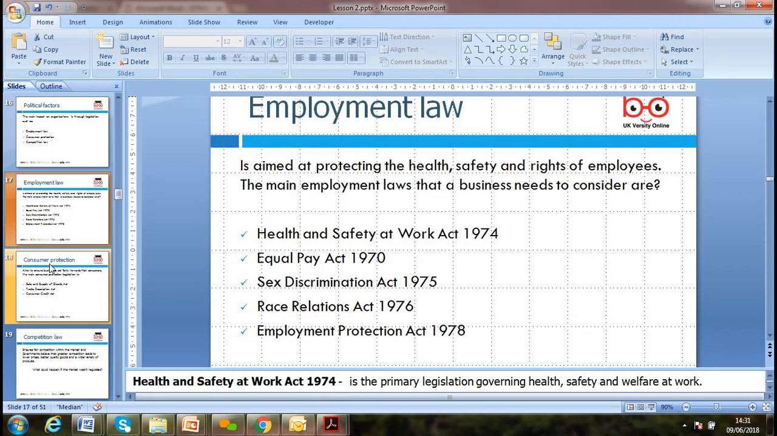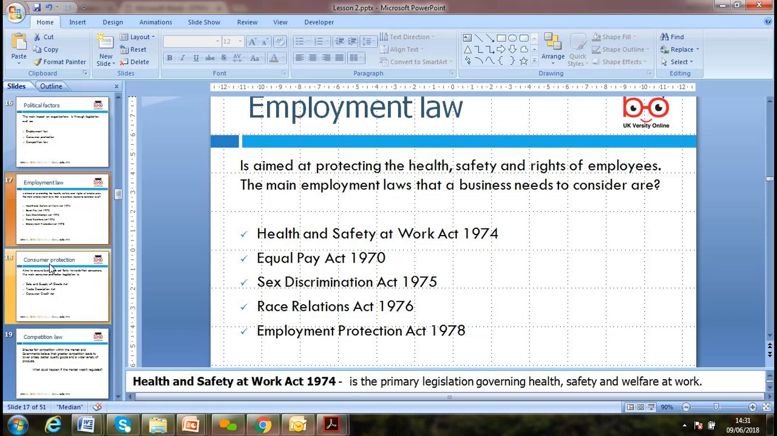If they're equal. In some countries there are people earning 10 times more than others. So we have equal salaries here, and a national minimum wage. Everybody is getting £7.50 an hour. So that's equal pay.